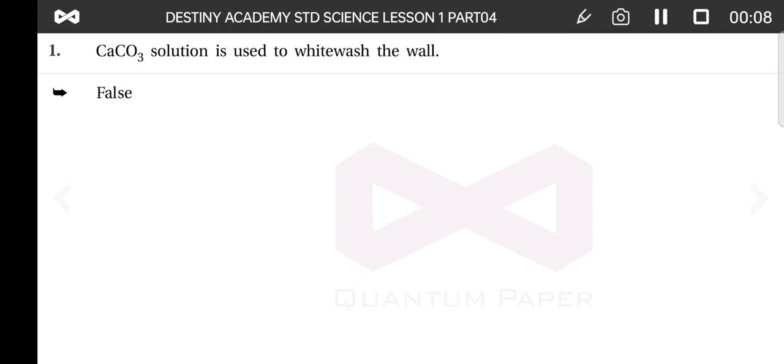Today we will solve true and false of the Science Chapter 1 for standard 10th. So, first, CaCO3 solution is used to whitewash the wall. This statement is false.